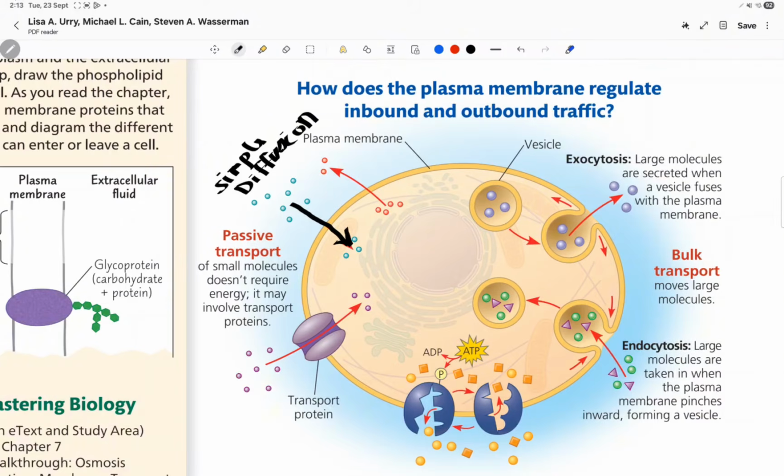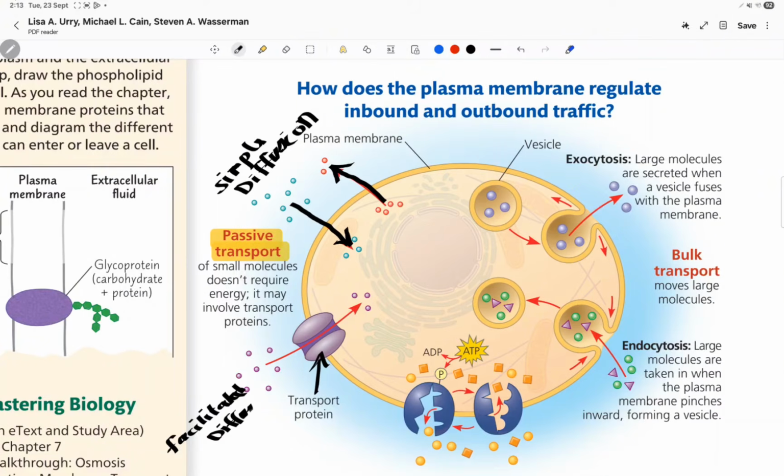And some will go from high to low, from the inside to the outside, again without any help, again called simple diffusion. Now, if they go from high to low, they don't require any energy. That's called passive transport. They don't require any ATP basically. Now, if they go from high to low, while needing the help of a transport protein, that will be called facilitated diffusion.